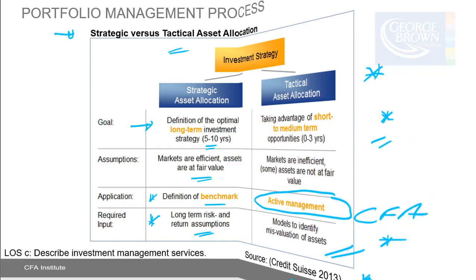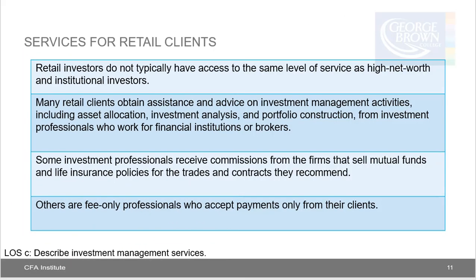Okay. So now we're moving on and looking at services for retail clients. Retail clients are families and individuals in general. Okay. Retail investor, the difference is retail versus institutional. So institutional investors are pension funds, sovereign wealth funds, insurance companies, banks, governments. Retail investors typically we're referring to families and individuals.